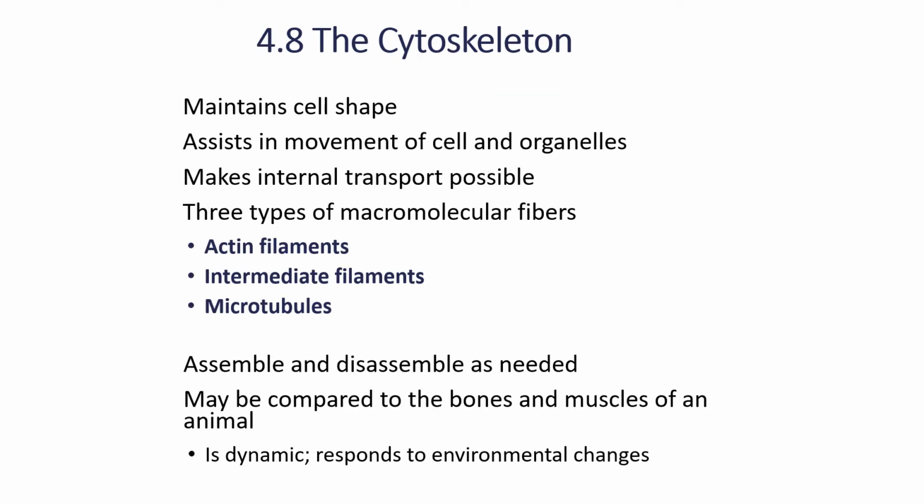The cytoskeleton is way more prevalent in animal cells than plant cells, and that's because animal cells do not have a cell wall. And so the cytoskeleton takes over some of the functions that the cell wall does in the plant cells and the bacteria cells, which is determining cell shape and giving some protection.